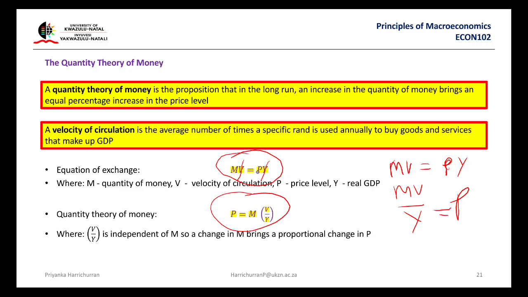M is the supply of money. P is the price level, like the prices of goods in our economy. What this whole equation is trying to say is that when the supply of money increases, because this is equal to this, the other side also has to increase. So that means P is increasing. When M is increasing, P is increasing. When M is decreasing, P is decreasing. Whatever happens to M happens to P in the same proportion.